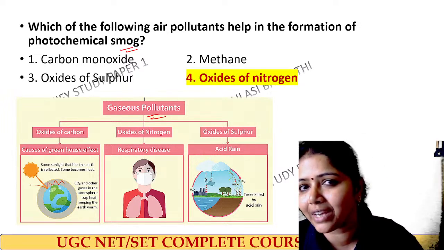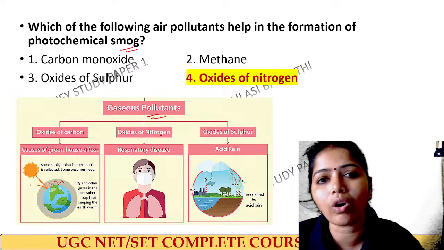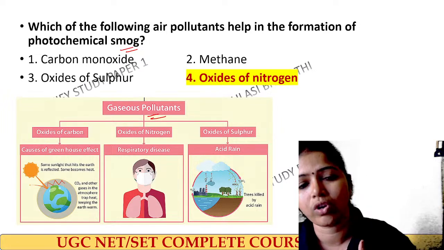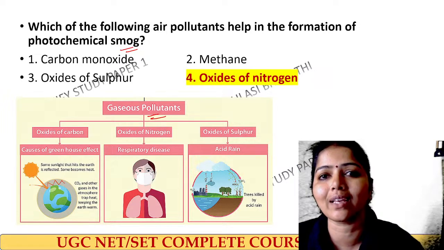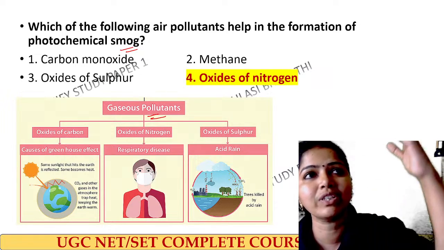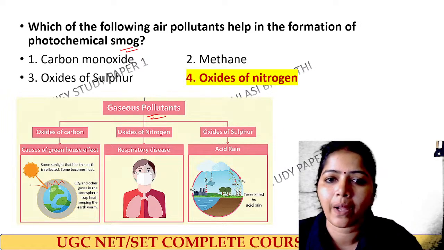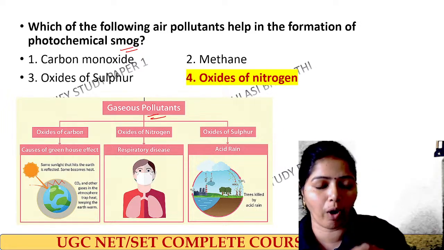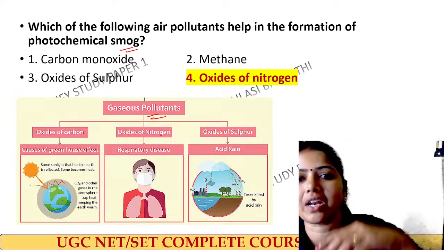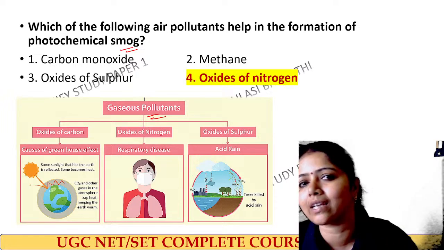And oxides of nitrogen means NO, NO2, NOx, all these gases. They are called oxides of nitrogen, and they create respiratory issues. Photochemical smog is formed because of VOCs and oxides of nitrogen, which react with sunlight and create ozone. Photochemical means in the presence of sunlight. Smog means smoke plus fog, right? Yes, VOC, sunlight, nitrous oxides, everything.